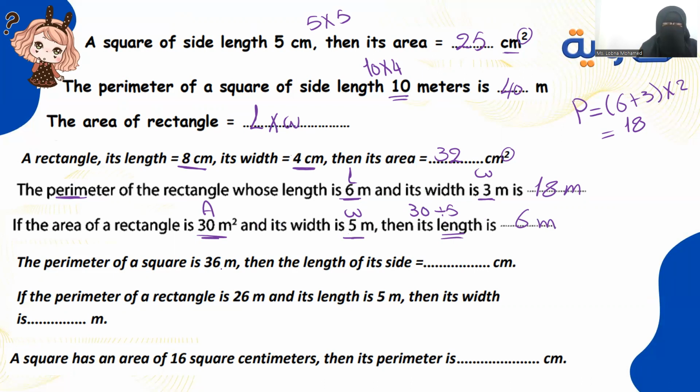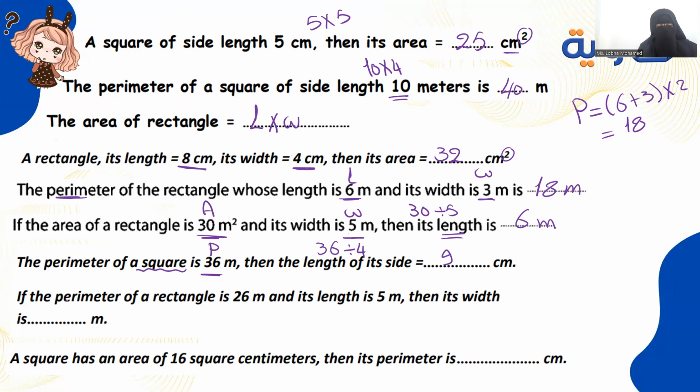Let's continue to the next. The perimeter of a square is 36. This is the perimeter, and this is what again? This is a square. Then the length of each side. How can we get the length by knowing the perimeter? We just divide the perimeter by 4. So 36 divided by 4 equals what? Equals 9. So it's going to be 9 centimeter. Let's move to the next one.